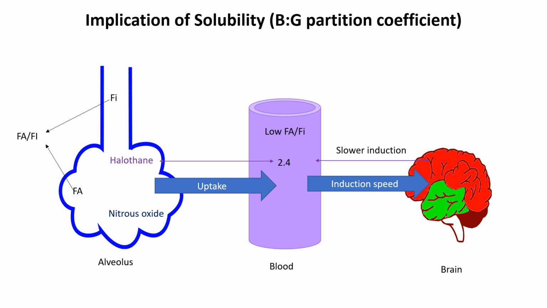In contrast, nitrous oxide, having a lower blood-gas partition coefficient, is less soluble in blood. This results in minimal uptake, allowing alveolar concentration to rise rapidly and approach inspired concentration. The FA to FI ratio increases quickly, enabling faster equilibration and rapid induction of anesthesia.